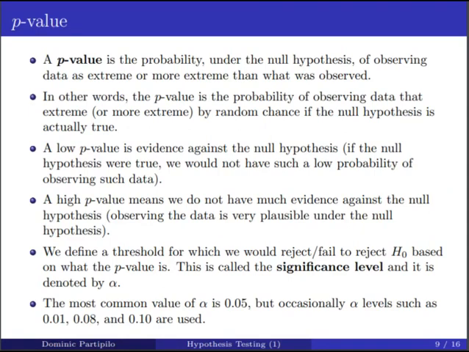Now let's talk about what are called p-values. A p-value is formally defined as the probability under the null hypothesis of observing data as extreme or more extreme than what was observed. In other words, the p-value is the probability of observing data that extreme or more extreme by random chance if the null hypothesis is actually true. A low p-value is evidence against the null hypothesis. If the null hypothesis were true, then we wouldn't have such a low probability of observing something so extreme. A high p-value means we don't have much evidence against the null hypothesis, because observing that data is very plausible under the null hypothesis.